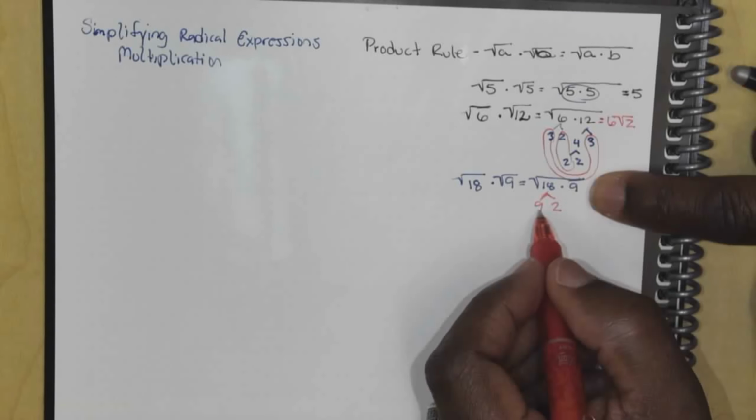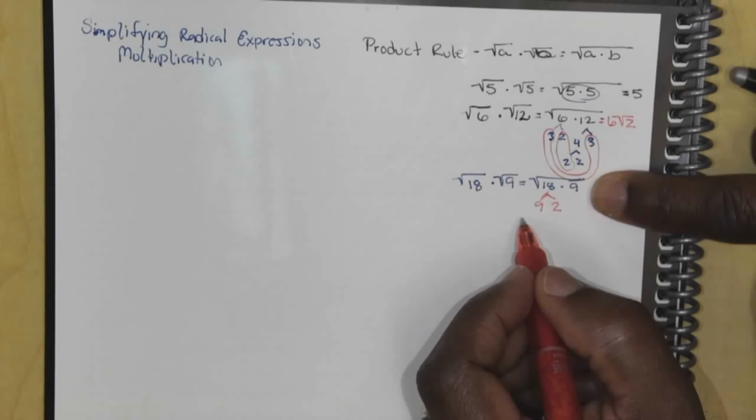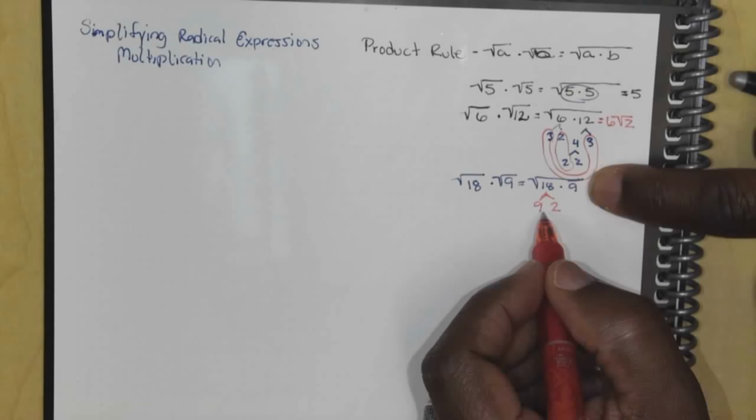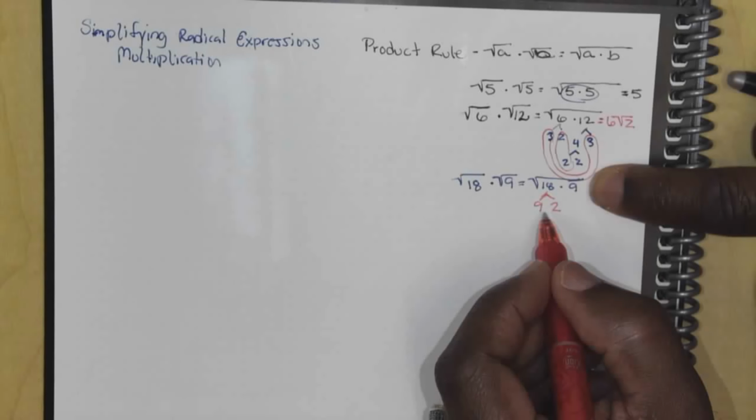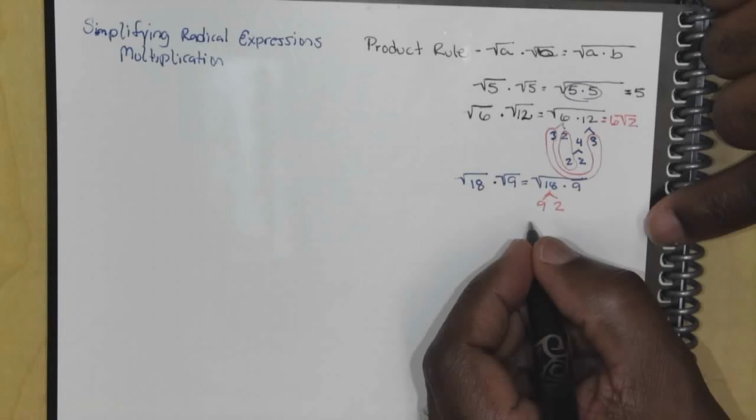9. I got two 9s. Oh, I can stop. I can pull a 9 out and a 2 left over. I can stop right here because it's still under the radical. I don't have to break it down. If it matches, it matches. But let's go ahead and break it down. We're going to do that.